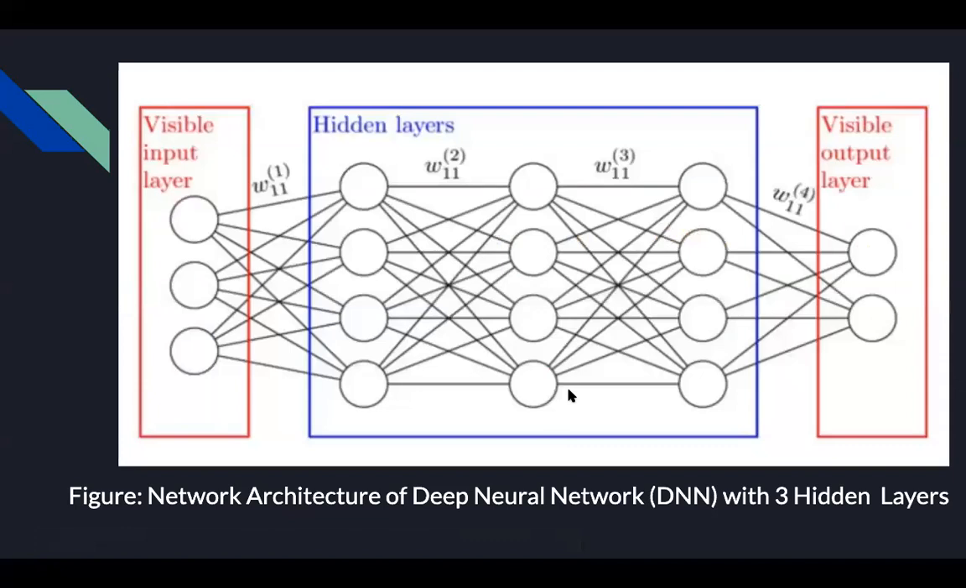So for the next step, I will discuss how the DNN model will work, with many hidden layers. In our classification, we use 3 hidden layers. This is the neural network architecture of a deep neural net with 3 hidden layers. This is the input layer, and then these 3 layers are hidden layers, and then this is the output layer.